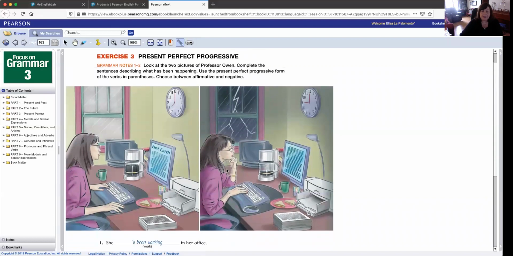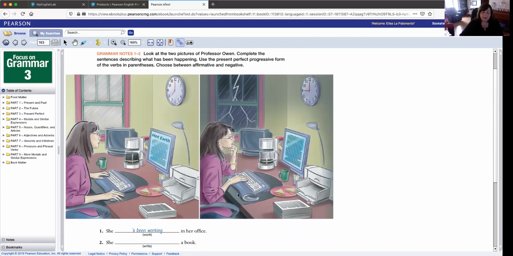So in this case, you're deciding if the present perfect progressive should be negative or not by comparing the 2 pictures. For example, you see that this was at 8 o'clock and this was an hour later at 9 o'clock. In the first picture, there is a coffee pot filled with coffee. But in the second picture, the coffee pot is almost empty. So she's been drinking a lot of coffee, okay? That's one clue. And look at the other clues.